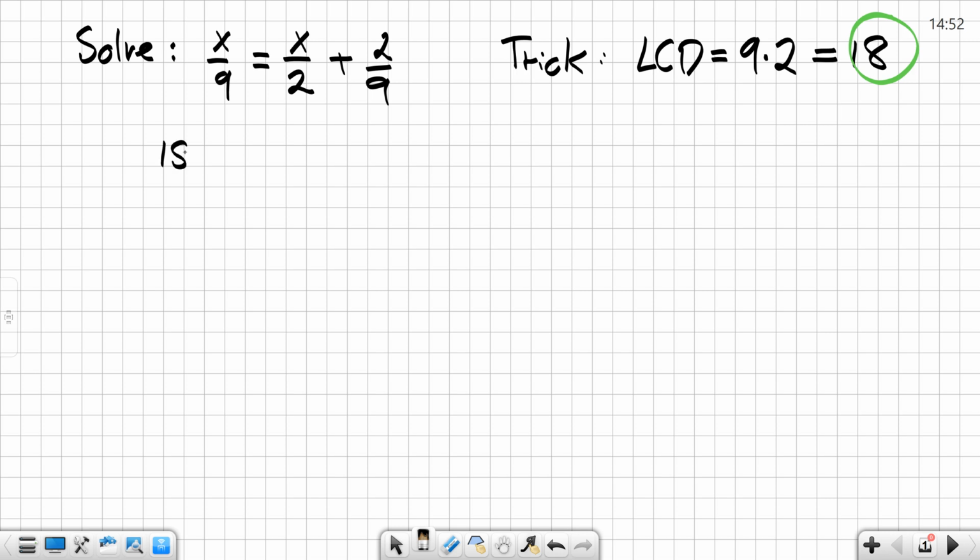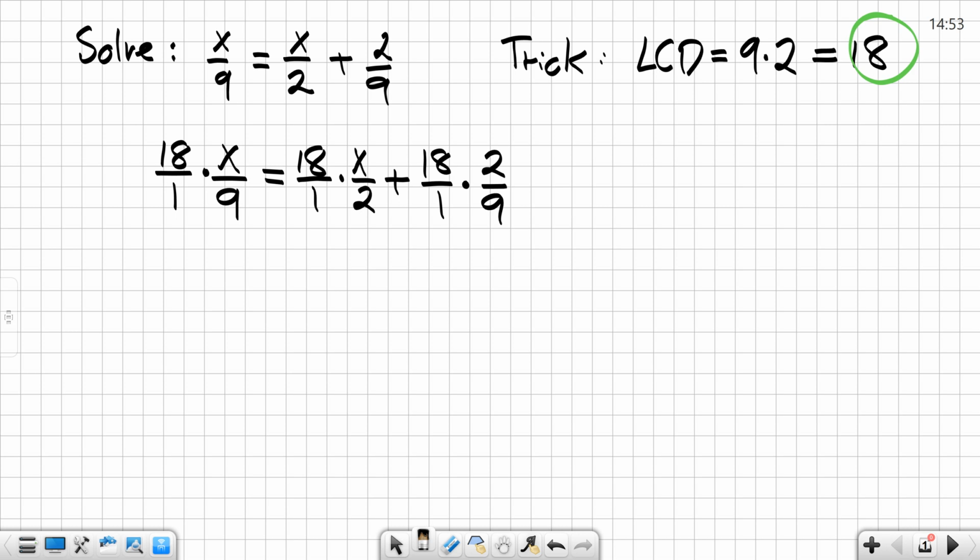So I'm going to take the left side and multiply x over 9 with 18 over 1. On the right side, each term will have to be multiplied with 18 over 1 because of the distributive property. So I'm not going to write this down on the outside. I multiply both terms immediately with 18 over 1.